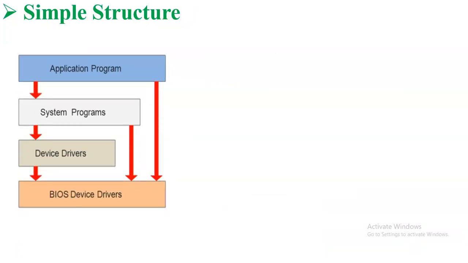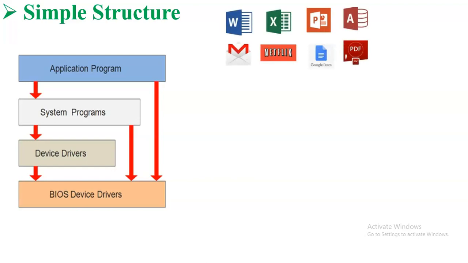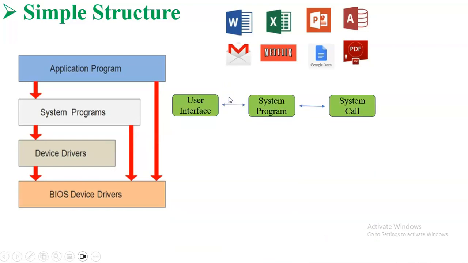So what is the simple structure of operating systems? This is the block diagram of the simple structure operating system, wherein the first level is application programs, followed by system programs, then comes the device drivers, and at the bottom we have BIOS device drivers. Let us understand this one by one. Application programs. If you see here, we have application programs like Word, Excel, PowerPoint, Gmail, Netflix. These are nothing but application programs wherein the users can directly use these particular programs. Then come system programs. System programs are nothing but the interface between the user interface and the system call.